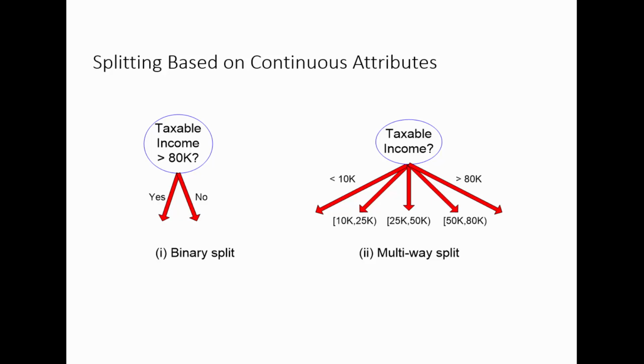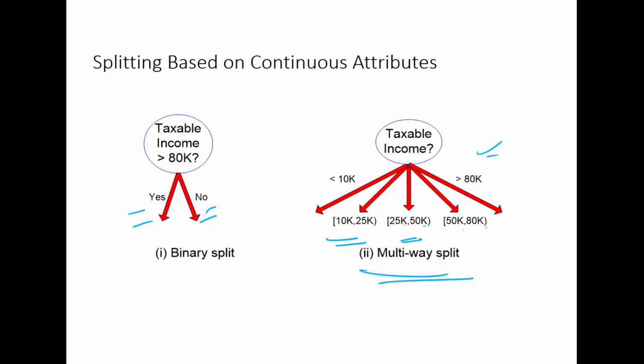So taxable income 80K, yes or no, that's a binary split. Multiple split we have already explained. It could be the intervals, right? Less than 10, 10 to 25, 25 to 50, 50 to 80, and greater than 80. There could be 5 different categories. That's the way you can actually do the splitting. But it's not up to you to decide.